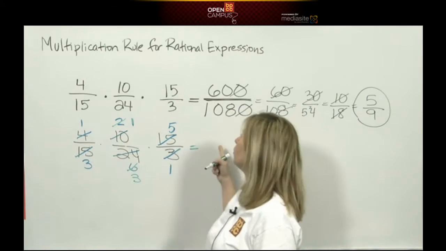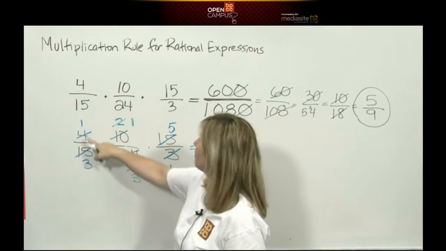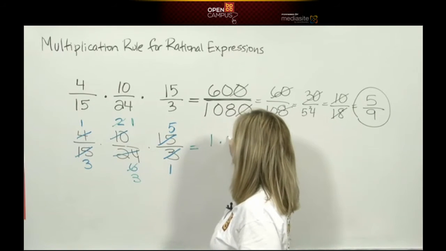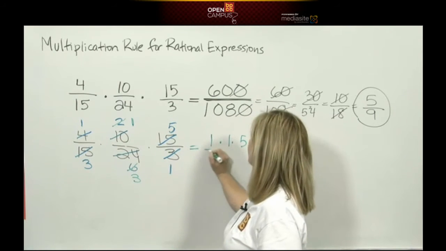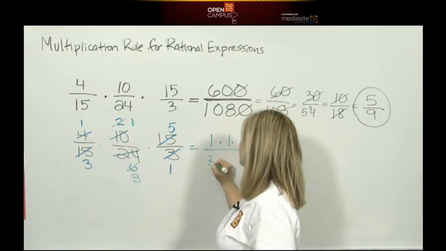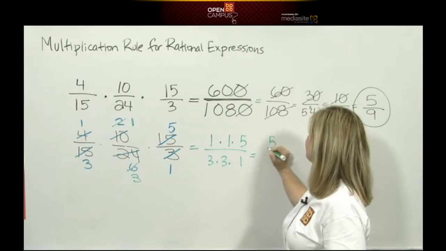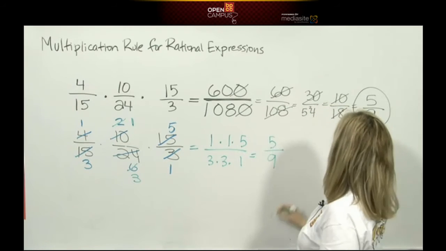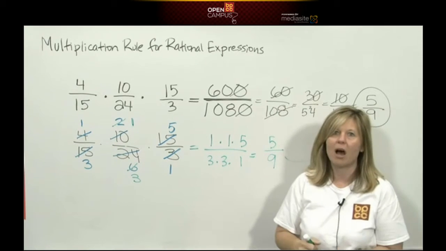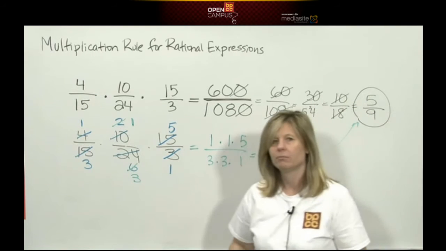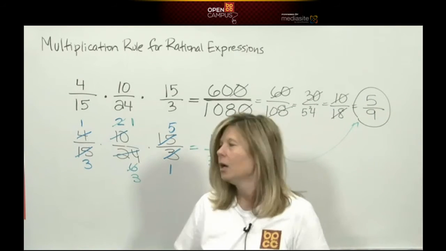Now the rule is to still multiply across. But look what you have left to multiply. You have 1 times 5. And in the denominator you have 3 times 1... So in the numerator you have 5, and the denominator you have 9. Isn't that the same product? So you tell me, what was easier?